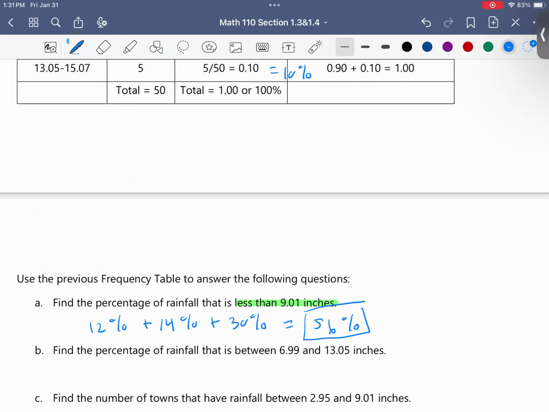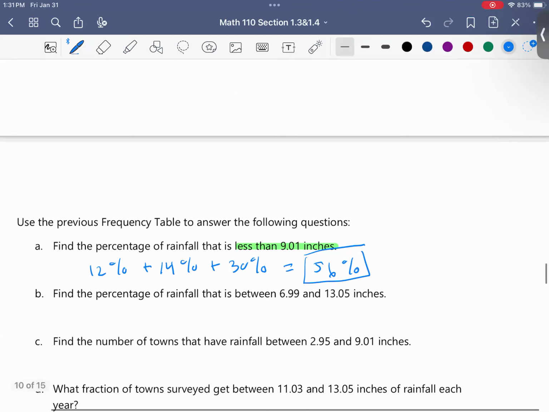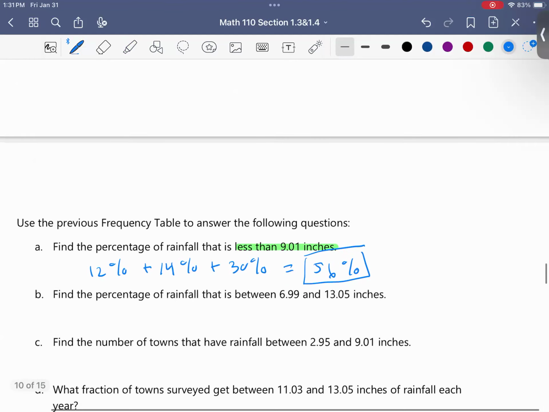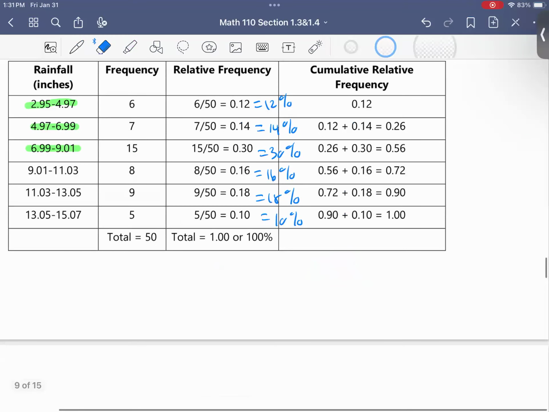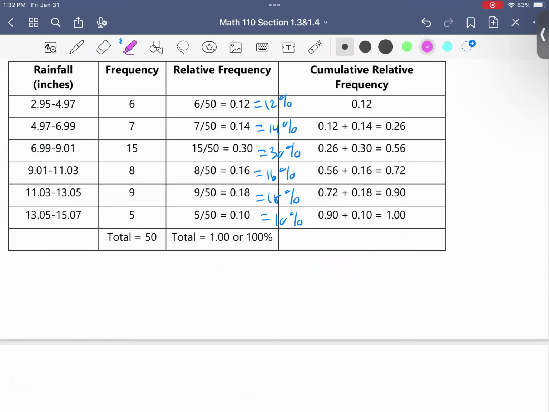Okay, let's move on to part B. Part B says find the percentage of rainfall between 6.99 and 13.05 inches. So let's go ahead and highlight between those two values. So I'm going to erase this green highlight and use pink highlight now. So we want to be between 6.99 and 13.05. So we want to be between these values.